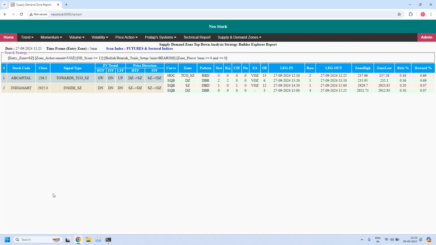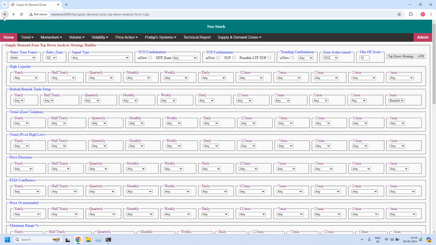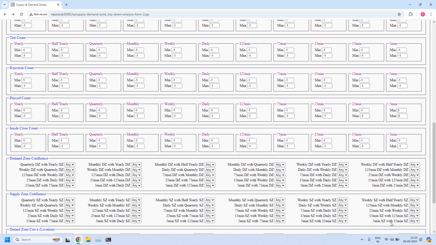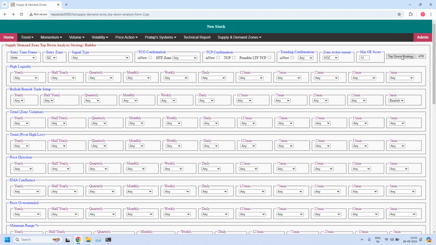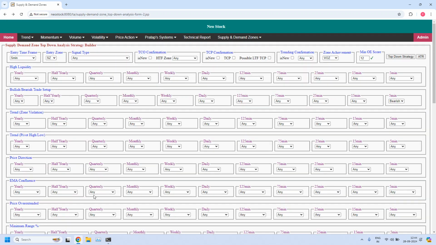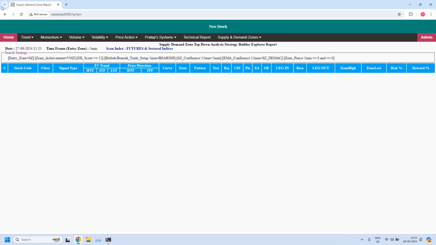Let's verify how many of these stocks are having ITF confluence. In the supply zone confluence, five-minute supply zone with 15-minute supply zone, I am enabling the filter. Let's verify. Both the stocks are having ITF confluence. Let's check if any of these 15-minute supply zones are having a daily EMA confluence. In the EMA confluence at 15 minutes time frame, the 15-minute supply zone with daily EMA confluence filter is enabled. So none of the stocks are having an EMA confluence.